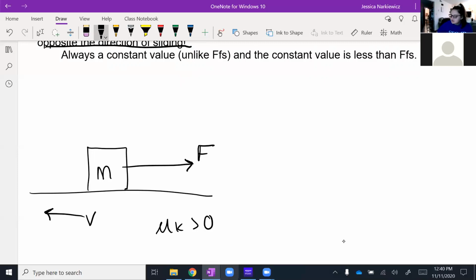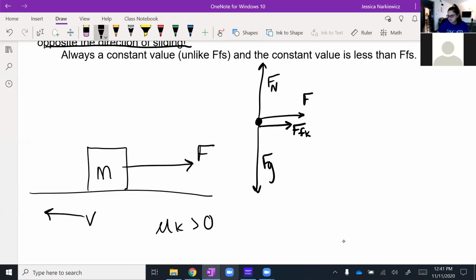Okay. So my free body diagram doesn't depend on that direction of motion at all. My free body diagram only depends on the forces acting on the object. So my applied force is to the right. Since I am moving left, friction also needs to act to the right, specifically kinetic friction.